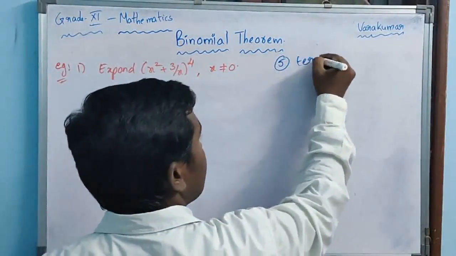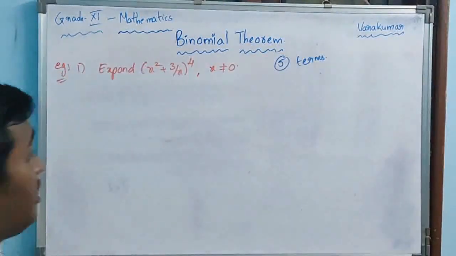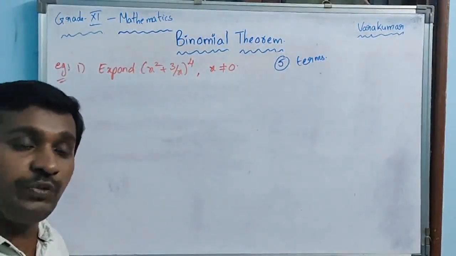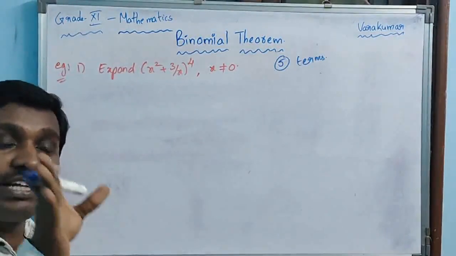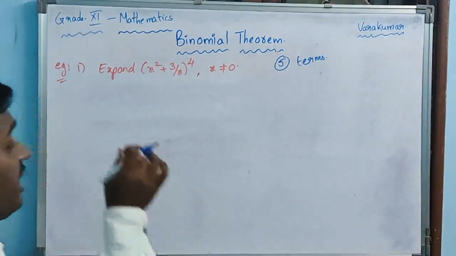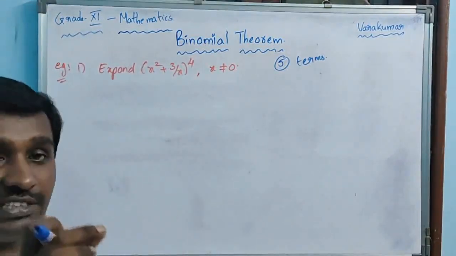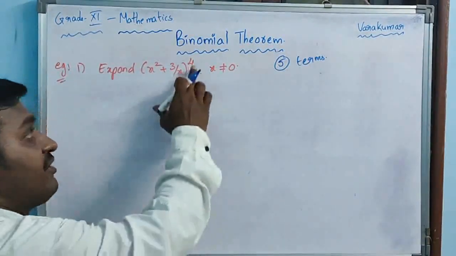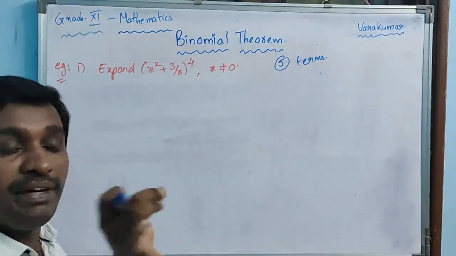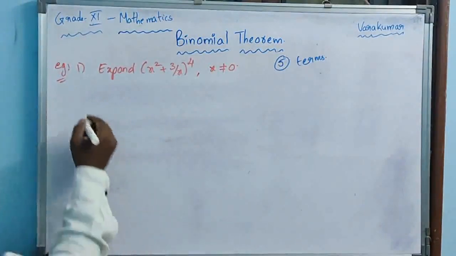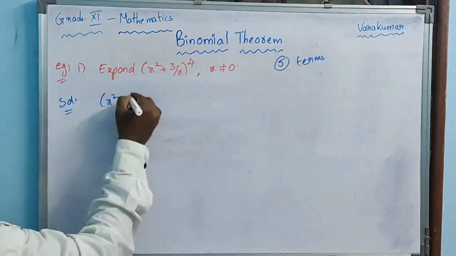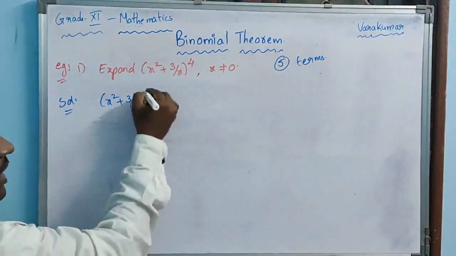The first term, as usual, goes down from the highest power, and the second term will be increasing from the lowest to the highest one. Clear? And in each term, the sum of the powers maintains power 4. After expansion it is different, but in each term the total power 4 is maintained. So now I am going to write it: (x² + 3/x)^4.